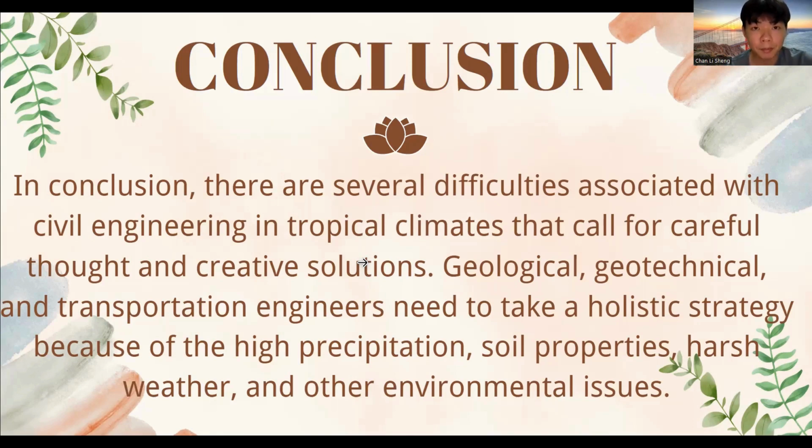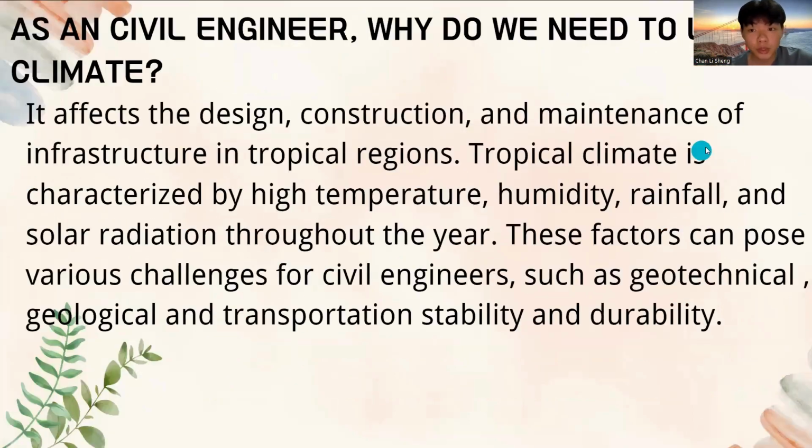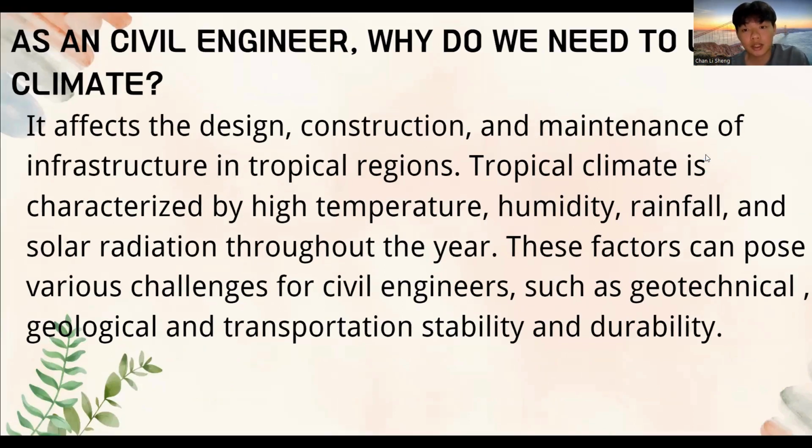So, in order to effectively tackle this obstacle, engineers need to give top priority to elements like sustainable transportation networks, disaster preparedness, and adaptation to the environment. Last, as civil engineers, why do we need to learn climate? It affects the design, construction, and maintenance of infrastructure in tropical regions. Tropical climate is characterized by high temperature, humidity, rainfall, and solar radiation throughout the year. These factors can pose various challenges for a civil engineer, such as geotechnical, geological, and transportation stability and durability.